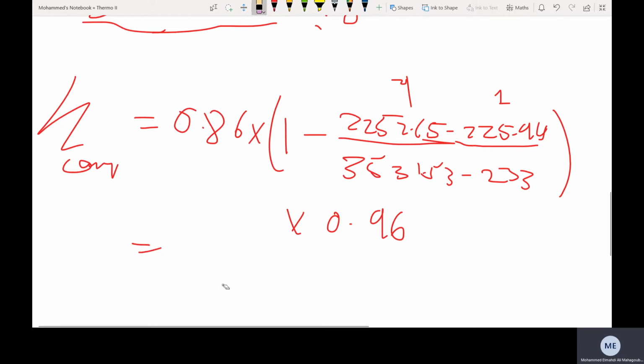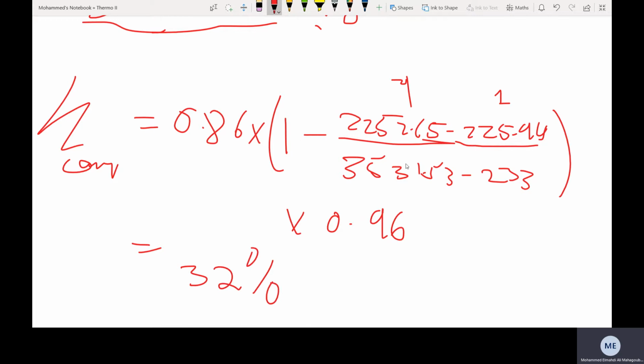Let me do it quickly in the calculator for you. Multiply by 1 minus 2252.65 minus 225.94 over 3531.53 minus 233, multiplied by 0.96. And there we have it. It is approximately 32%.